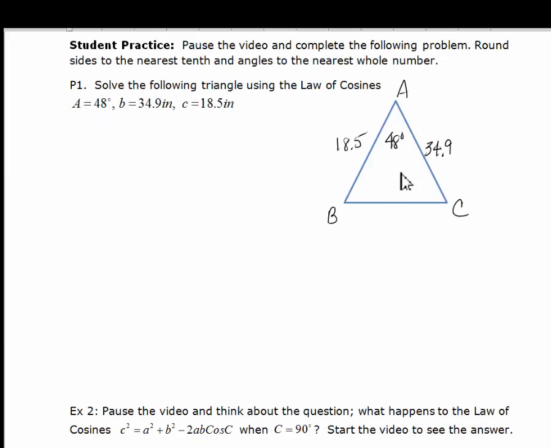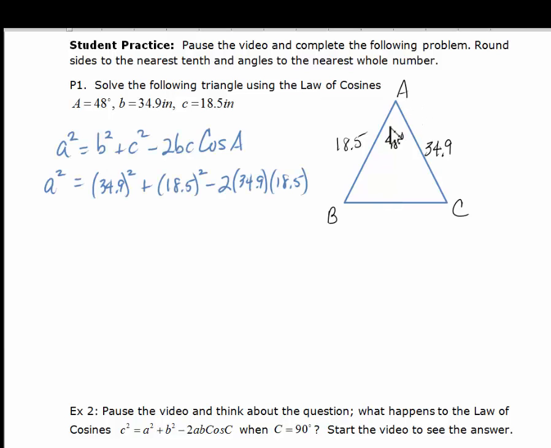So the first thing you want to do is draw the triangle and fill in the pieces that you have. And now our job is to find angles B, C, and side A. And the first thing we can do is find side A, and we'll do that by first writing down the formula for the law of cosines. So we've got the formula, and we have substituted the appropriate values: b squared plus c squared minus 2 times b times c times the cosine of 48 degrees.